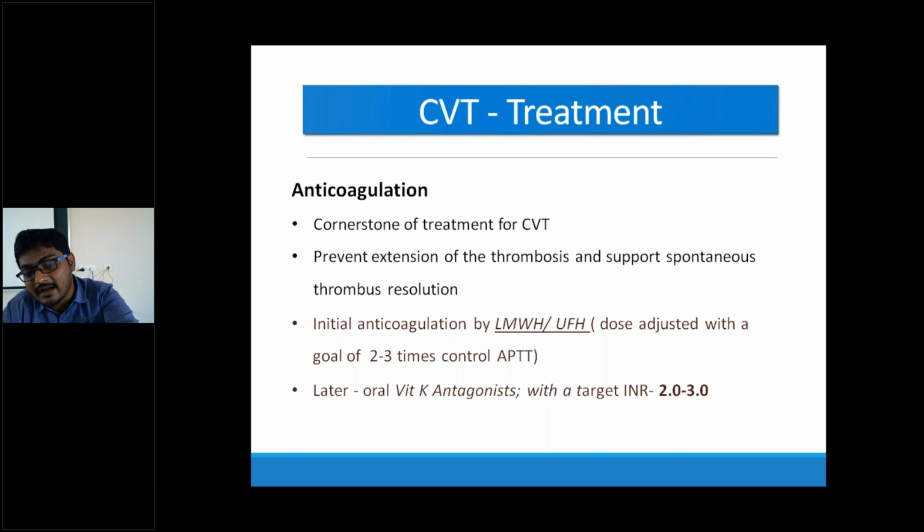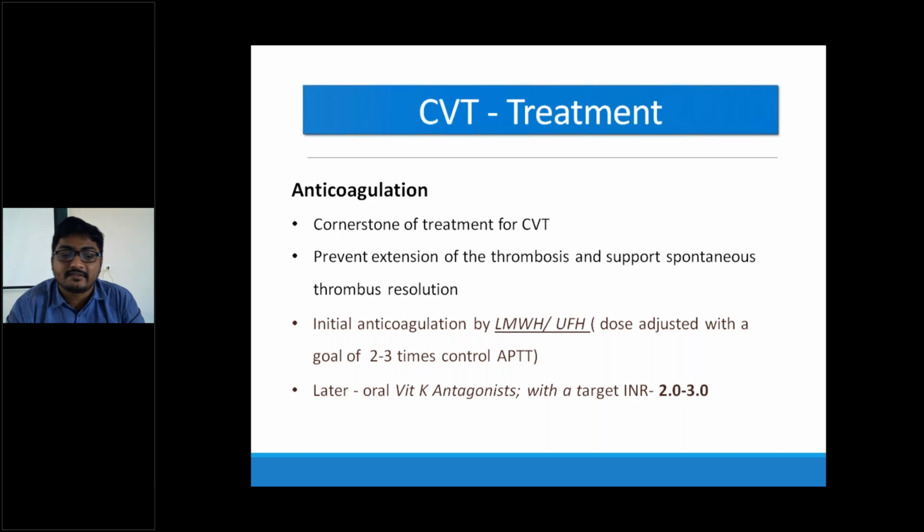If APTT levels are more than 3 times, then you should reduce the dose of low molecular weight heparin, right? Or we should stop heparin. That is the thing. So oral vitamin K antagonist, right? What is a vitamin K antagonist? Oral vitamin K antagonist means which drug? Factors 2, 7, 9, 10 are inhibited.